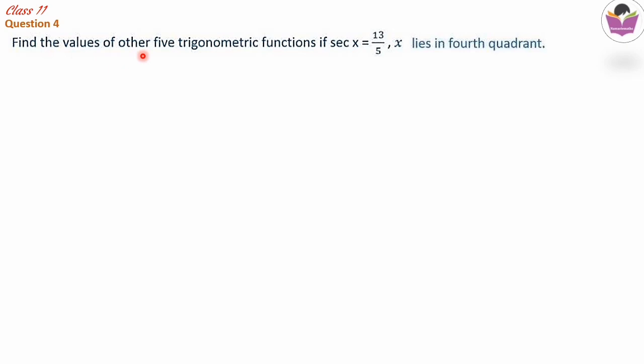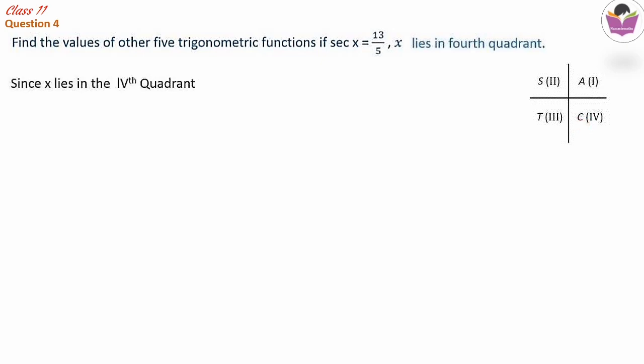Find the values of the other 5 trigonometric functions if sec x is equal to 13 by 5, x lies in the fourth quadrant. Here the sec x value is given and the condition is x lies in the fourth quadrant. In the fourth quadrant, cos and sec will be positive. The remaining all will be negative. So since x lies in the fourth quadrant, cos and sec will be positive.